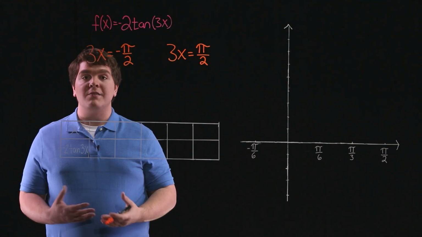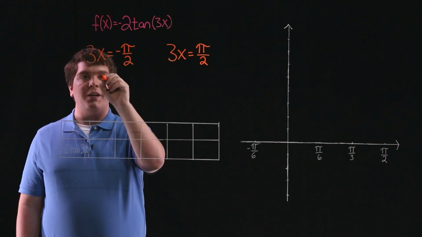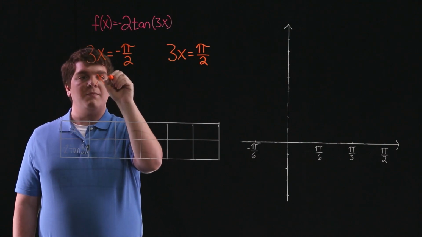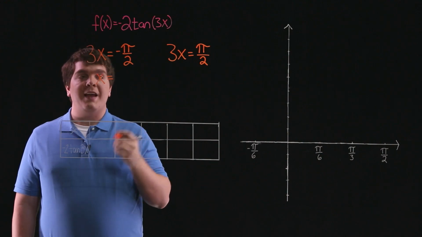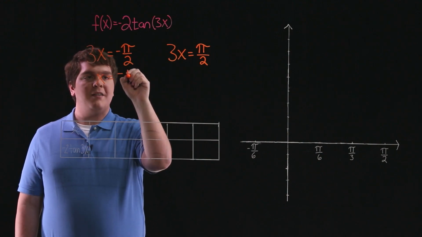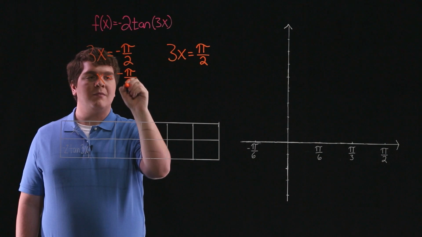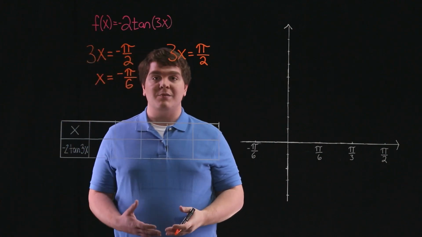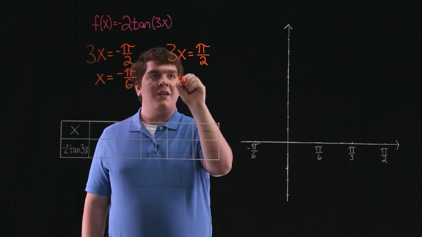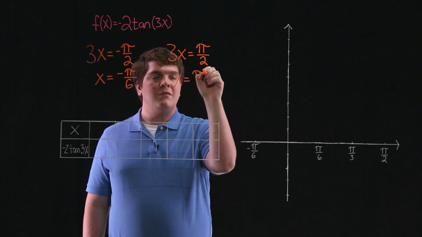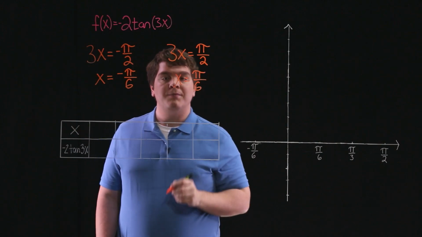Now we can solve each of these rather easily by dividing by 3. The first equation gives us a vertical asymptote at x is equal to -pi divided by 6. And the next asymptote is x is equal to pi divided by 6.